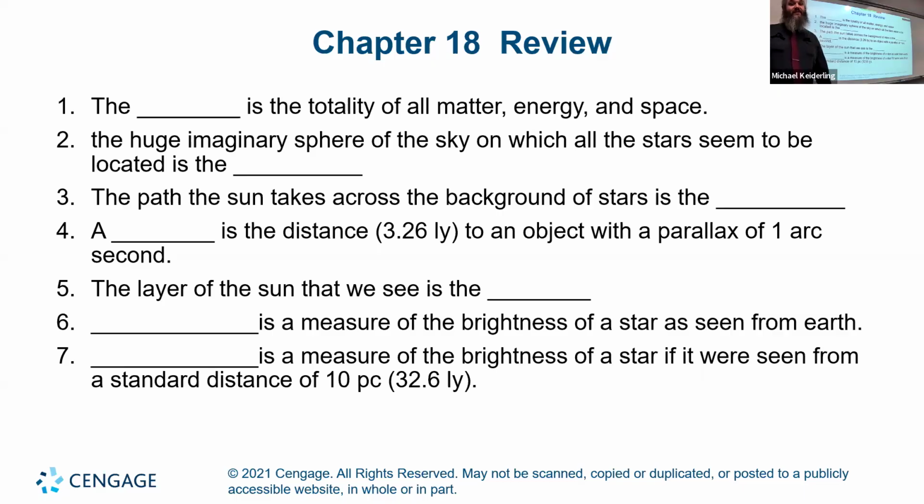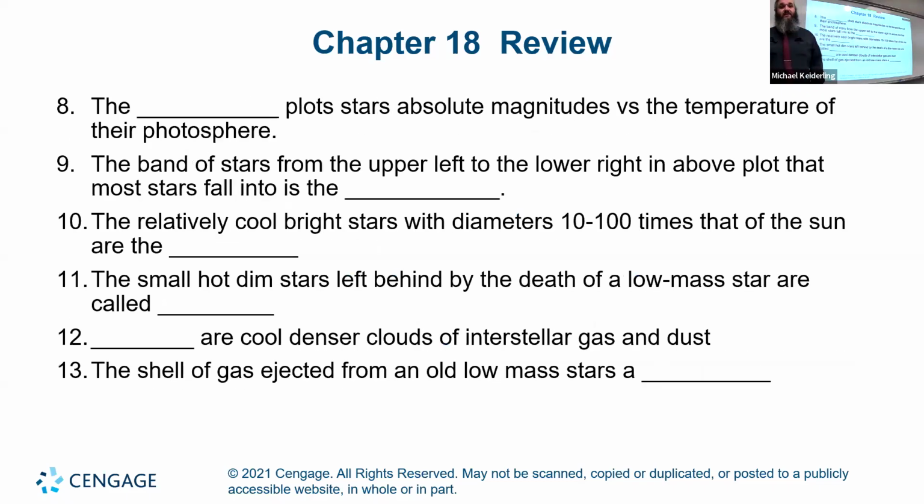The layer of the sun we see is the photosphere. Apparent magnitude is a measure of the brightness of a star as seen from Earth. Absolute magnitude is a measure of the brightness of a star as if it were seen from a standard distance of 10 parsecs.